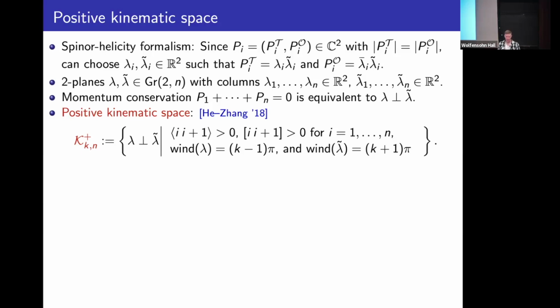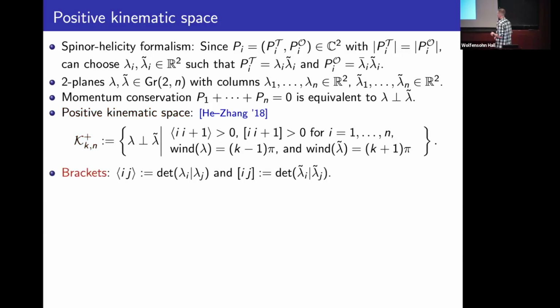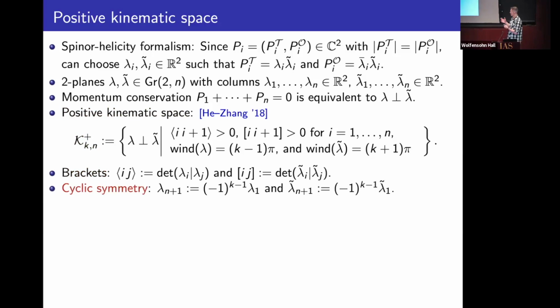Let me explain what goes into this definition. First of all, the brackets are just the 2x2 determinants of lambda and lambda tilde. All these consecutive minors have to be positive, for i from 1 up to n, where you have lambda n plus 1 bigger than 0. Lambda n plus 1 by definition is equal to lambda 1 up to a sign, and the sign depends on the parity of k.